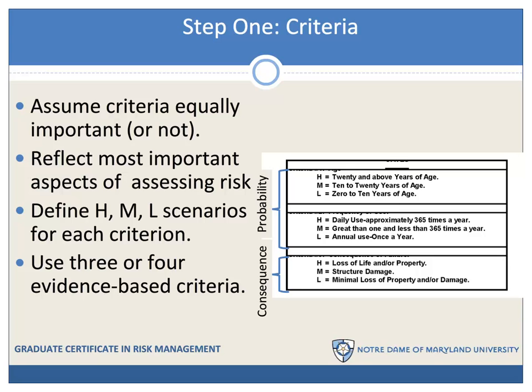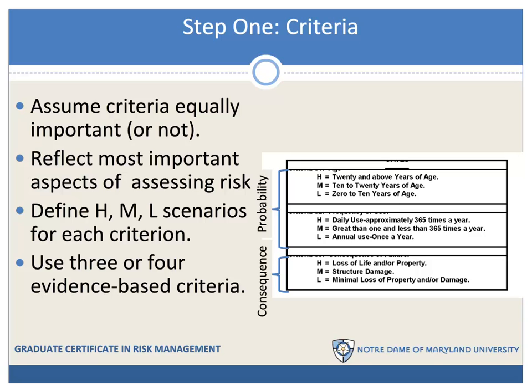Here we've defined the risk potential associated with each scenario as high, medium, or low, as defined in the slide. So age, high risk potential would be 20 years old or more. A medium risk potential would be 10 to 20 years of age, and a low risk potential would be under 10 years of age. Likewise, you see the scenarios for the other two criteria.